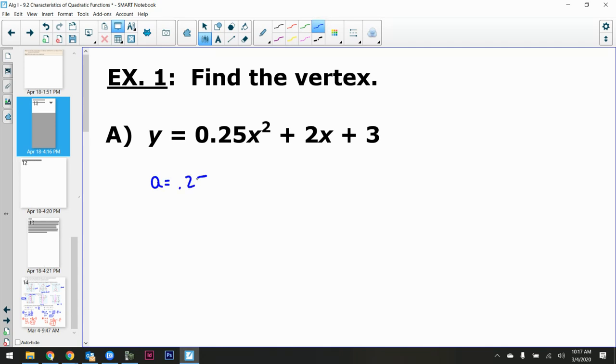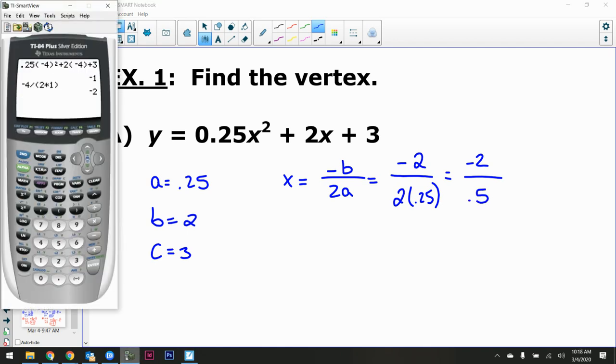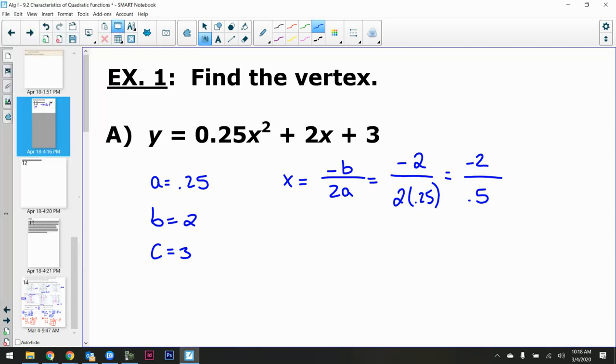A is 0.25, B is 2, C is 3, but we really don't need 3 just quite yet. We'll use that a little bit more tomorrow. The formula is x equals negative b divided by 2a. So we know that this is negative 2 divided by 2 times 0.25. If I'm just calculating it out, this is negative 2 divided by 0.5. Negative 2 divided by 0.5 gets me negative 4. So x equals negative 4.